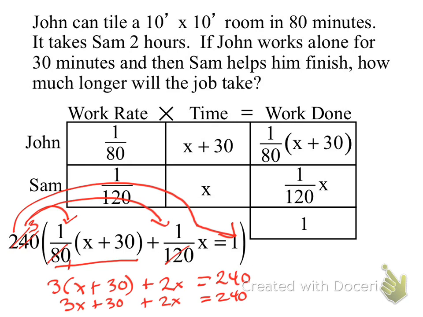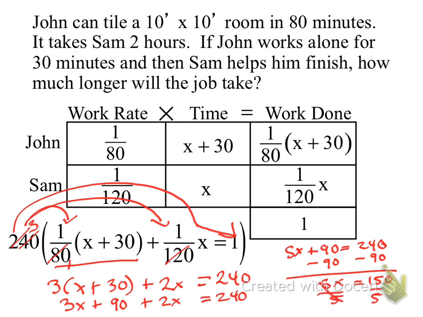Plus 90. Oh, plus 90, you're right. I didn't distribute there. Plus 90. And now it's 5x plus 90 equals 240. Subtract 90, 5x equals 150, divide by 5, x equals 30. Now go back to the story. 30 what?